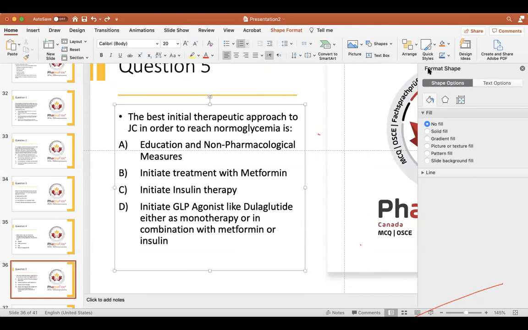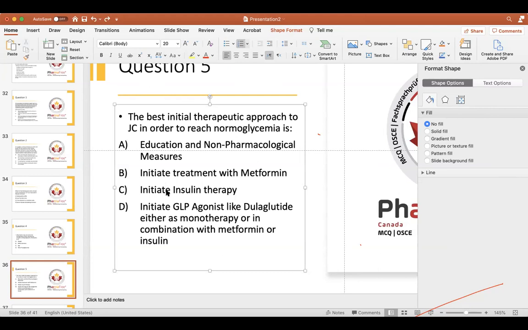Okay, we got C's. Yes, most of the answers were going to C. Okay, should we start the insulin therapy with this patient? Yes or no? Quickly. Yes. Wrong. This is wrong. Okay? Why is this wrong?